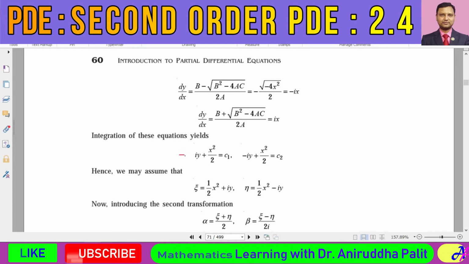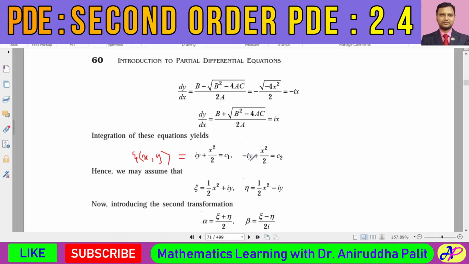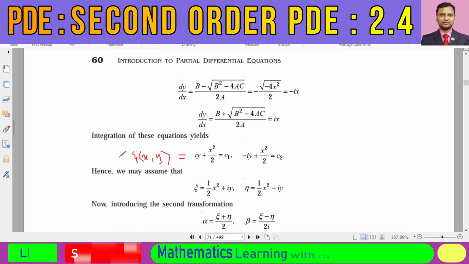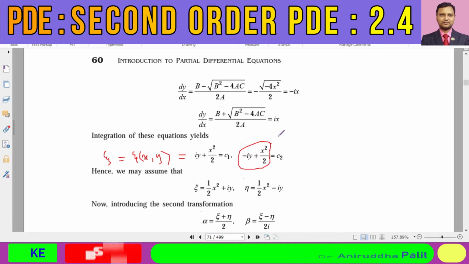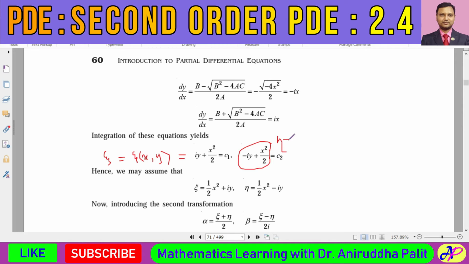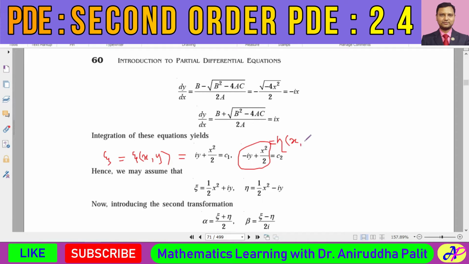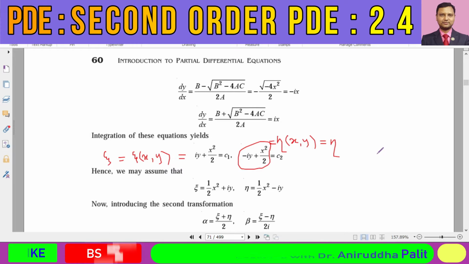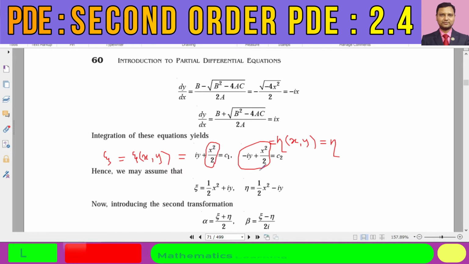So these are the expressions of the left hand side. You can consider this left hand side as the function xi of x comma y. This kind of function, xi is equal to c1, or simply you can write it as xi. So over here xi is a complex valued function, and this expression would be eta of x comma y, or simply we can designate it by eta. Therefore, what is the real part? This x square by 2. This is the real part.